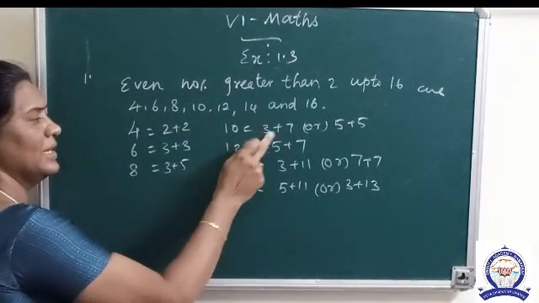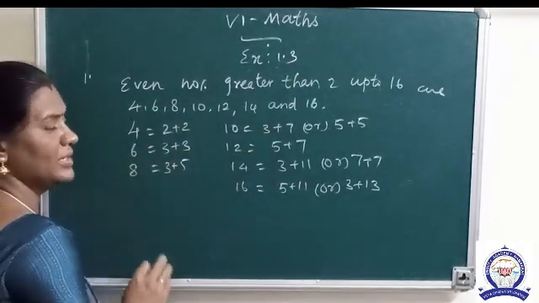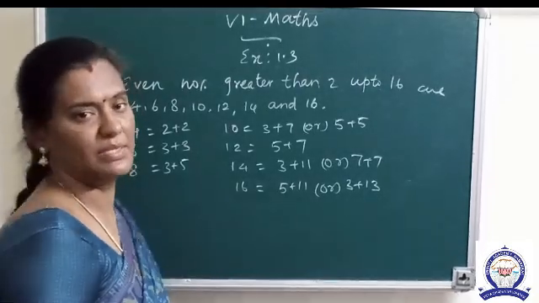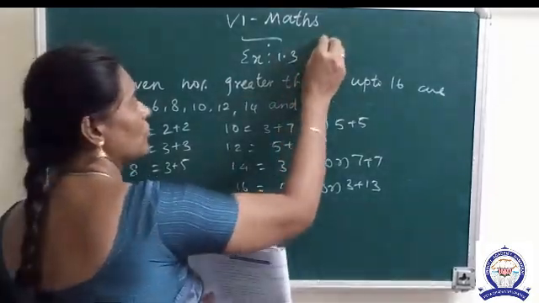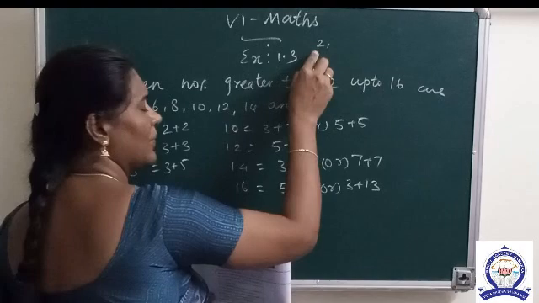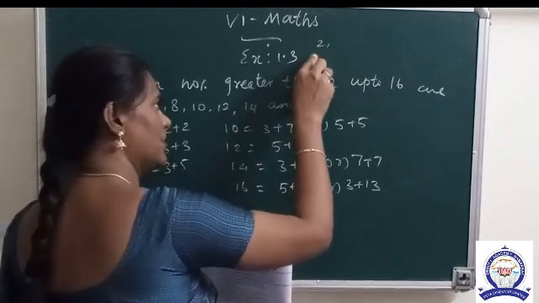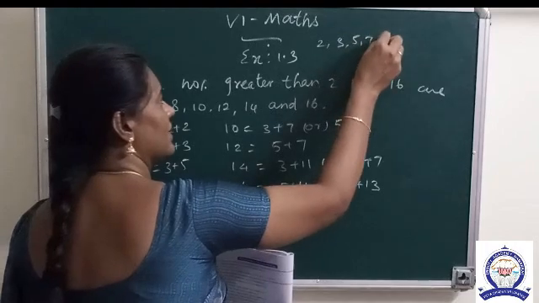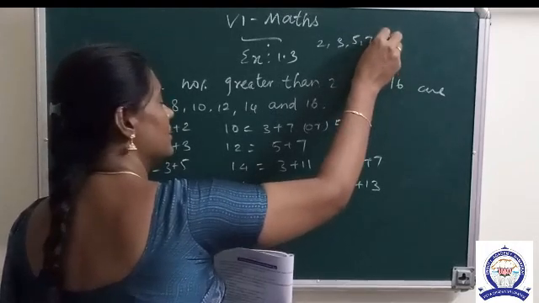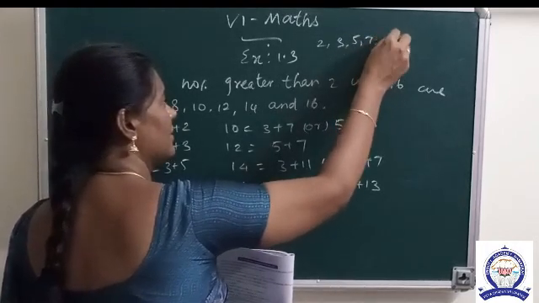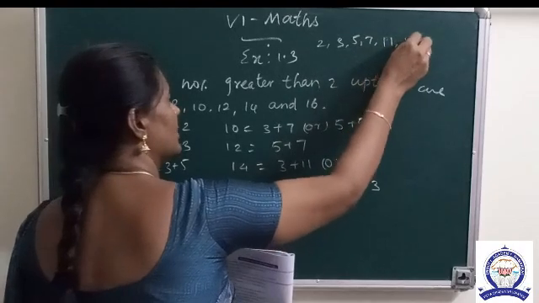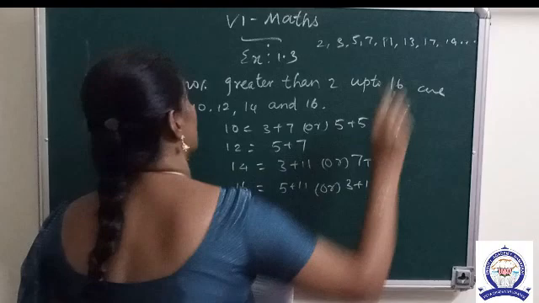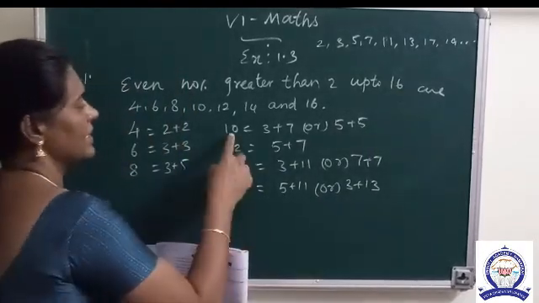3 is a prime number. 7 is a prime number. What are the prime numbers? A number divisible by 1 and the number itself. See, 2 is divisible by 1 and the number 2 only. Then 3, 5, 7. 9 is not a prime number. After 7 we take 11, 13, 17, 19, etc.